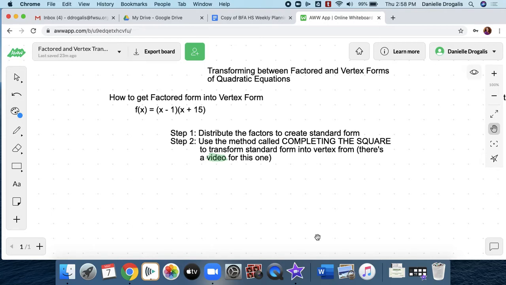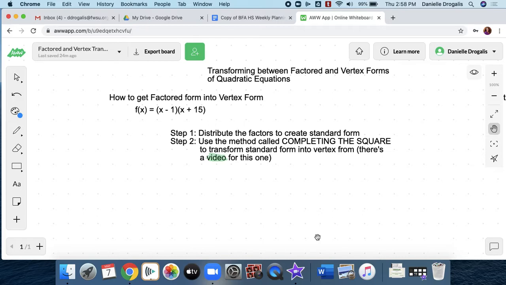This video is about how to transform a factored equation, the factored form of a quadratic equation, into the vertex form of a quadratic equation. However, that's like asking to transform inches into kilometers, right? So from inches, you would first go maybe to centimeters and centimeters to kilometers, or maybe you would even go inches to centimeters to meters to kilometers. Either way, you get the idea.